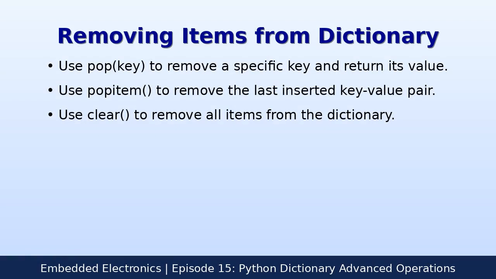Dictionaries support pop, popitem, and clear to remove elements. Pop removes by key. Popitem removes the last inserted pair. And clear empties the dictionary.